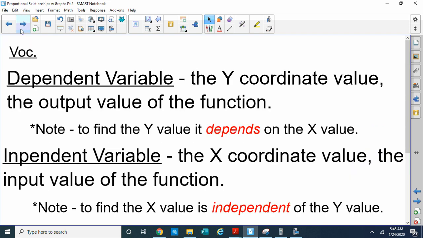The variables: we should know the y-coordinate is the dependent variable. It's the output of the function. Note the y value depends on the x value, whereas the x value is the independent variable. It's the input value of the function. It's independent of the y value.